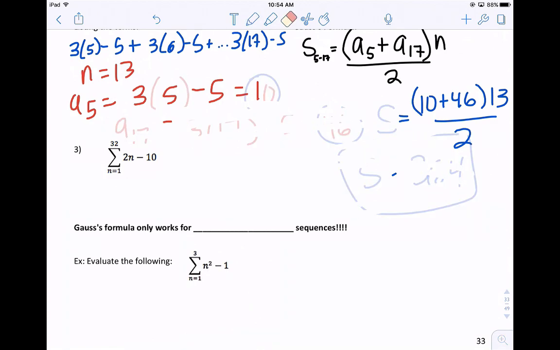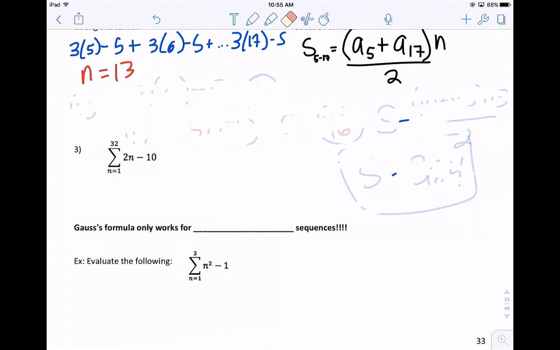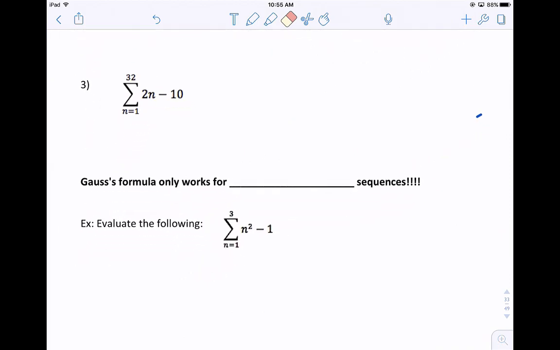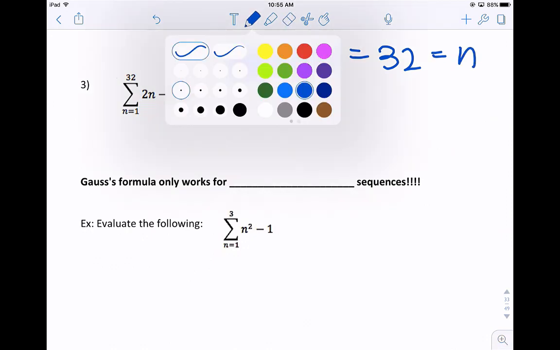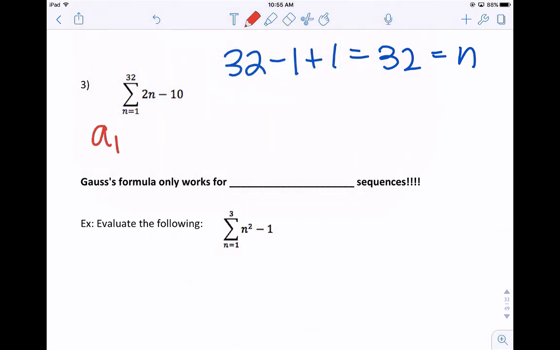Again, this is for anything that's arithmetic. First term plus last term times number of terms divided by 2. And so we know that here from 1 to 32, that's 32 terms. Again, if you didn't know that, 32 minus 1 plus 1. 32 terms is n. All right, so we need the first term. We need our 32nd term. And we know the number of terms is 32, and we can plug in.